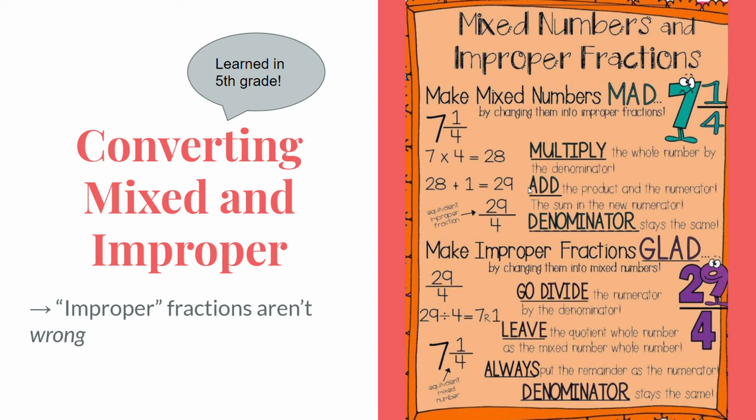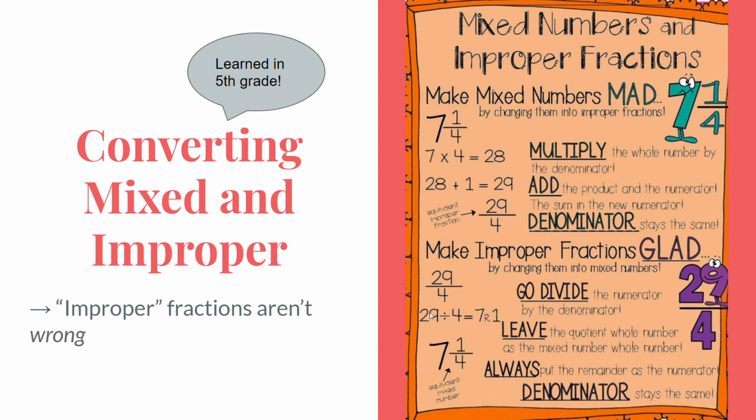A is for add. You add whatever's left over. So I have 28 pieces plus that 1 because of the 1/4. That makes 29 pieces. Denominator stays the same. 29 fourths. 7 1/4 is exactly the same as 29 fourths.